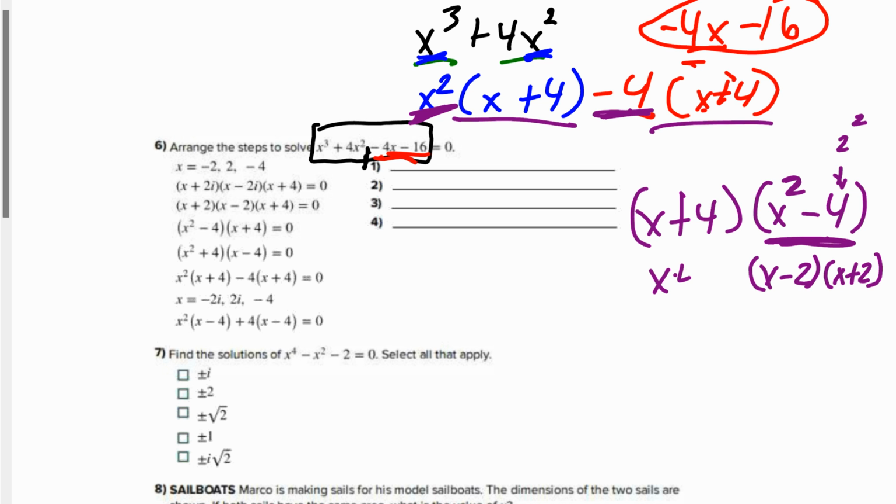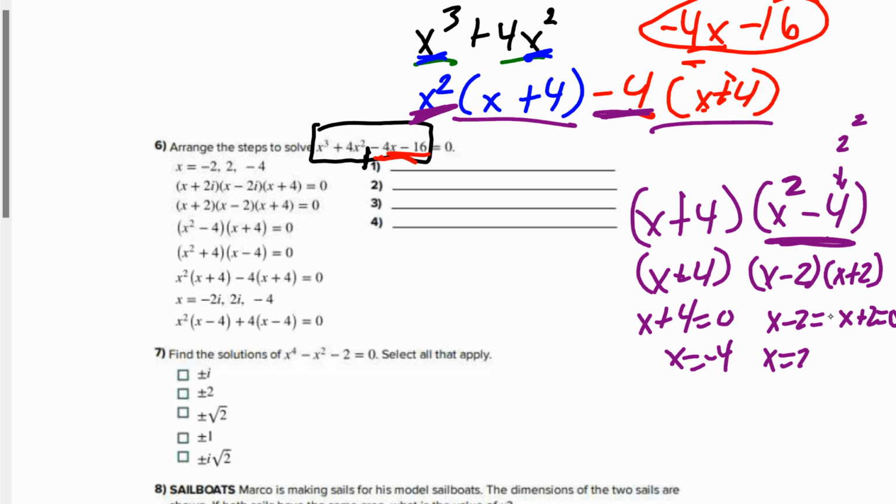And now that it's down to my prime factors, I can go ahead and solve, set these both equal to 0, or all three of them equal to 0. x plus 4 equals 0, x minus 2 equals 0, and x plus 2 equals 0, and get x equals negative 4, x equals 2, and x equals negative 2.